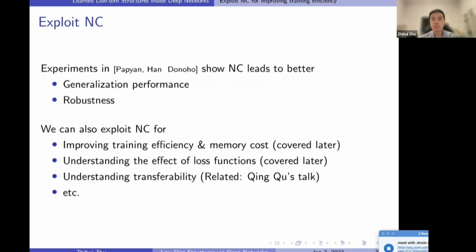These neural collapse properties are so common, and previous work by Papyan, Han and Donoho shows that this property leads to better generalization performance and robustness. We can also exploit neural collapse for many other purposes, for example, to improve training efficiency and memory cost, to understand the effect of loss functions, or to understand the transferability across different tasks.